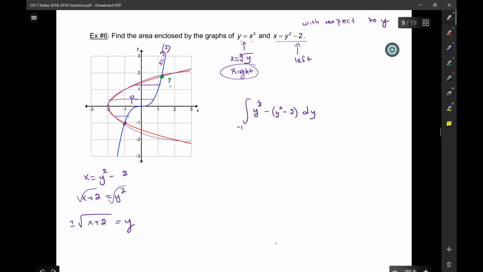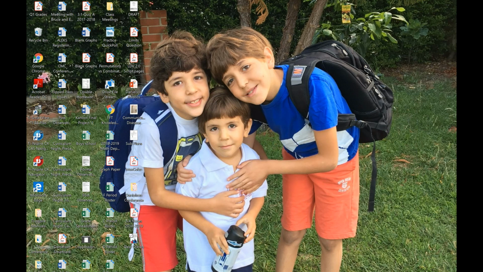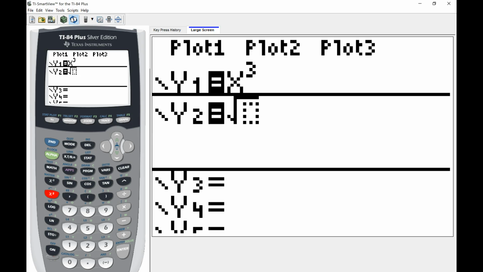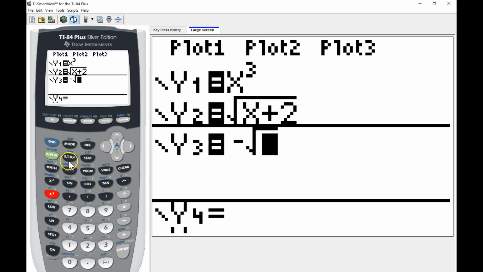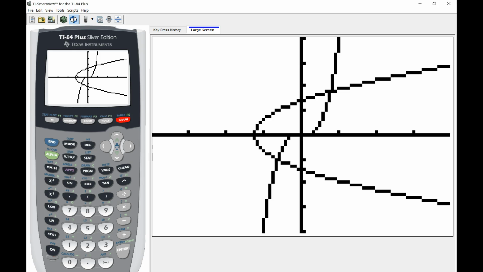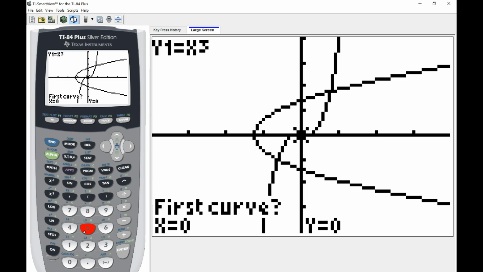All right, so let's just put it in with all its glory. You put them in as separate ones. So you're going to do root x plus 2, and then negative root x plus 2. And then you're going to graph. So here is x cubed. Here is root x plus 2. Here is negative root x plus 2. And I just want the point here. So what we're going to do is this. Second calc. Find the point of intersection.